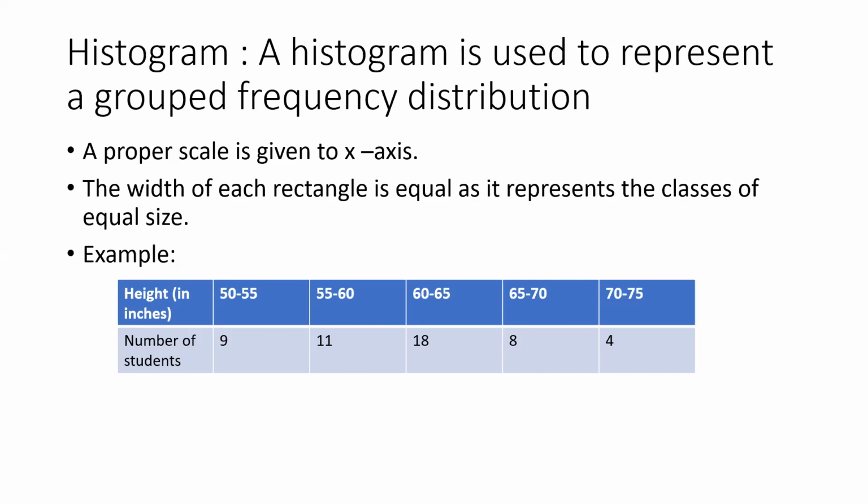So here, students, you can see the heights of the students are given, and the number of students of the respective heights. So these are the frequencies which are given. As you can see, 50 to 55, 55 to 60, 60 to 65, all these heights are given in group form. We have to make a histogram of this particular data.